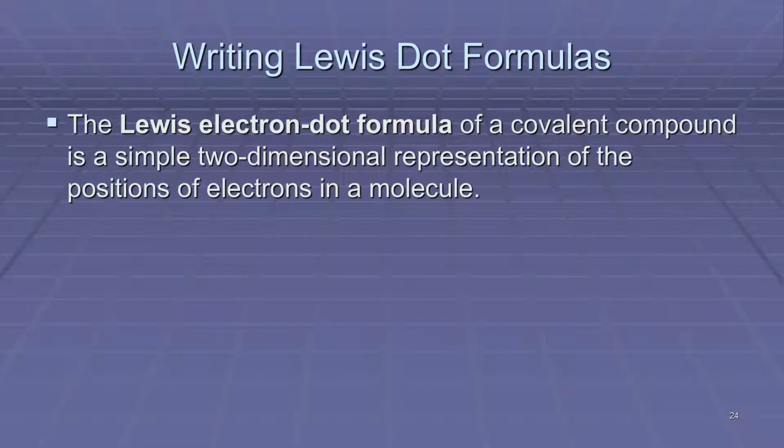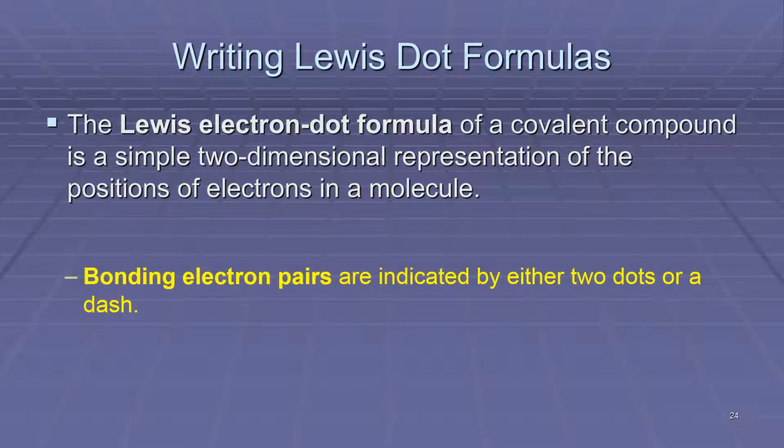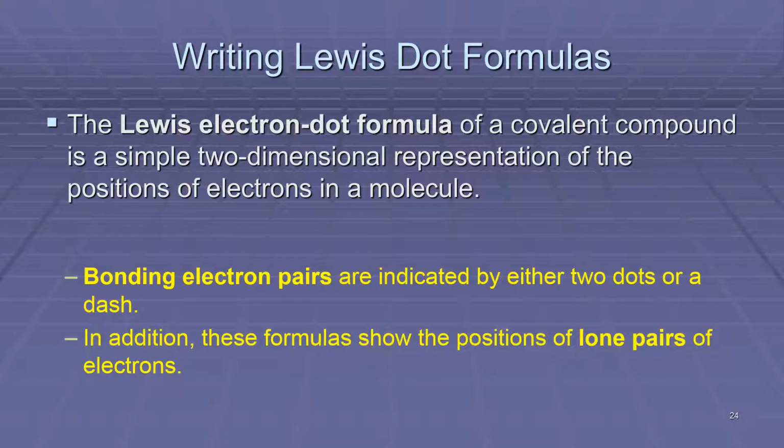So we're going to take a little bit of time and learn how to draw Lewis dot structures or electron dot structures. What they are is a two-dimensional representation of where the electrons are in a molecule. As we saw before, bonding electrons are indicated by a pair of dots, although usually we use a dash instead, which represents the same thing as two dots because dots tend to be a little bit more messy. Either way is either a pair of dots or a dash. And then the Lewis dot structure also needs to have the lone pairs indicated.